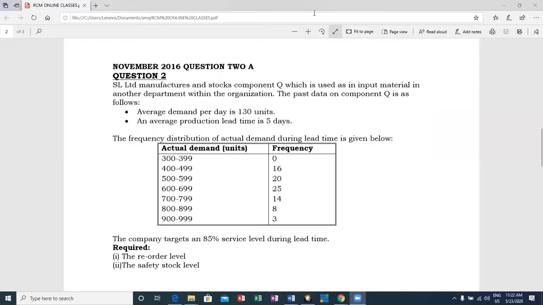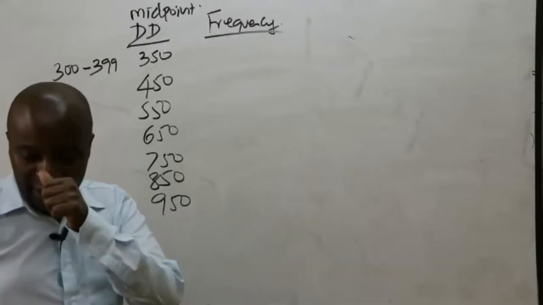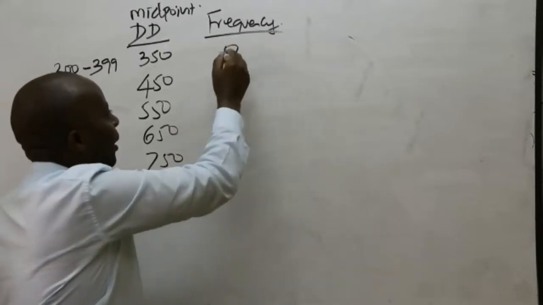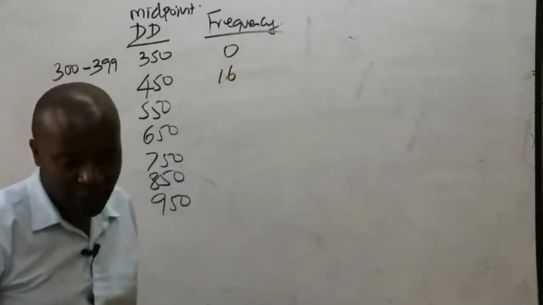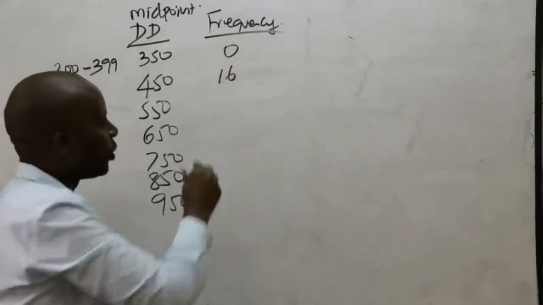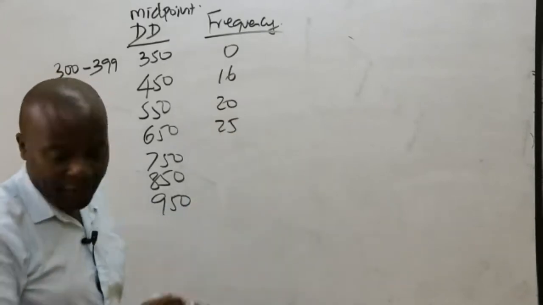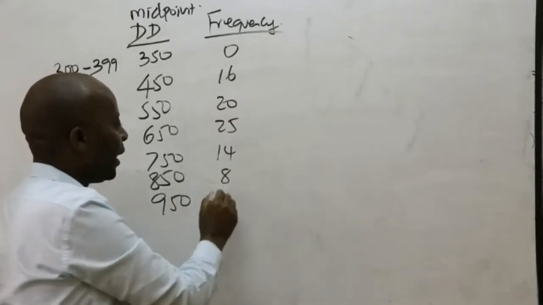Now, ladies and gentlemen, from there I can see they have given me frequency. In management accounting, just like in financial management, whenever you are given frequencies, the examiner is giving you a free mark. In which way? So you can see 0, 16, 20, 25. We have 14, 8, and 3.